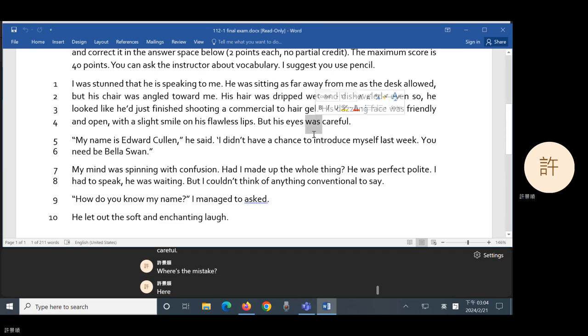Here. How many eyes? Two eyes, so we should be careful. Number five: "My name is Edward Cullen. Sorry, my name is Edward Cullen," he said. "I didn't have a chance to introduce myself last week." Where's the mistake?